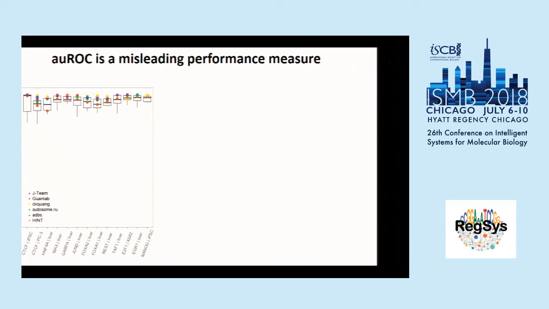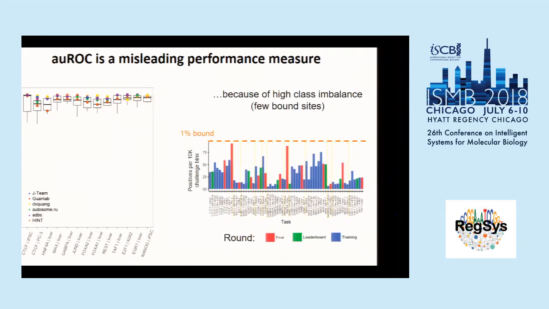You can see it essentially seems to state that all the methods are doing well. Even more seriously, it fails to discriminate between top methods. Their rank orders are highly different. And the reason for this is, of course, because this binary classification task has very, very few bound sites, and the ROC metric is not very good for that.